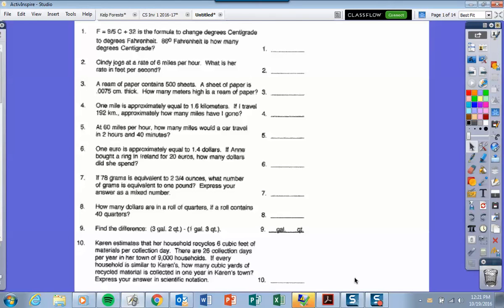We finished on number 7 of measures 2. So here is number 8.